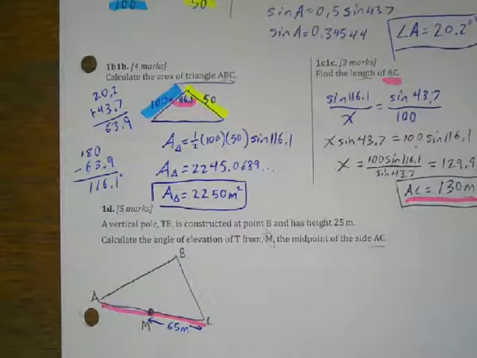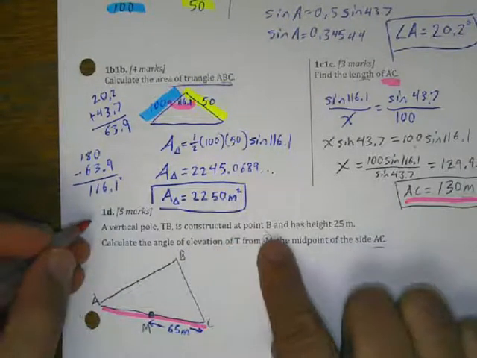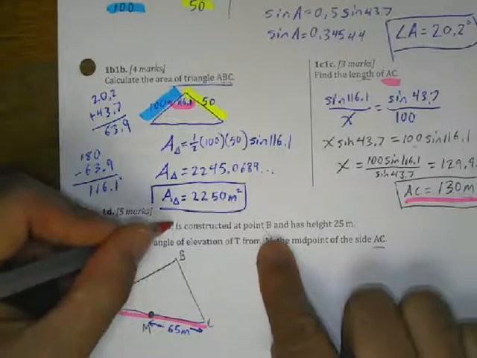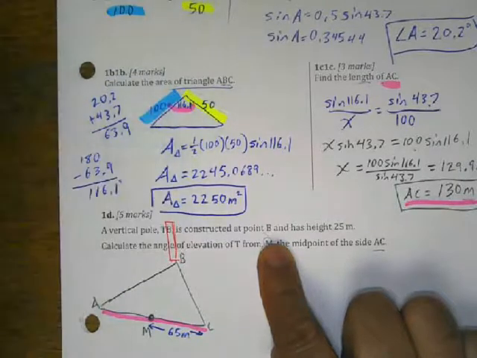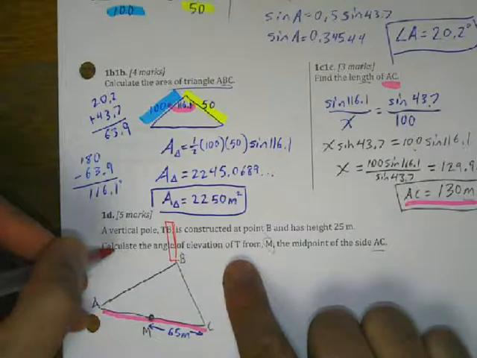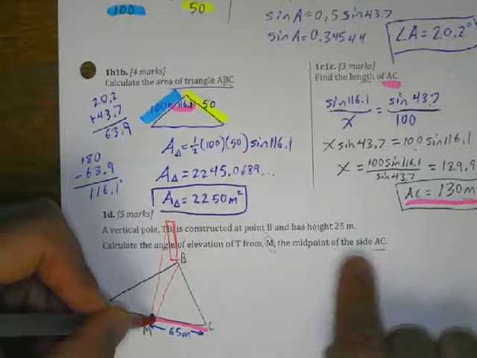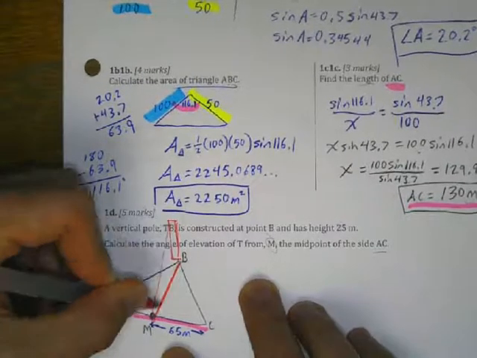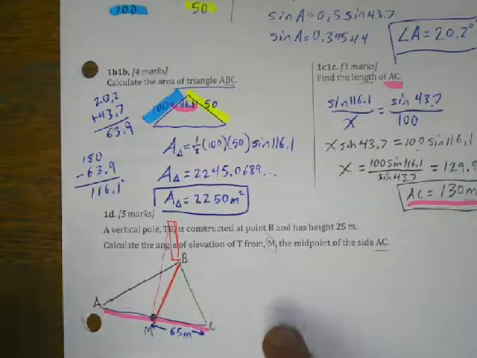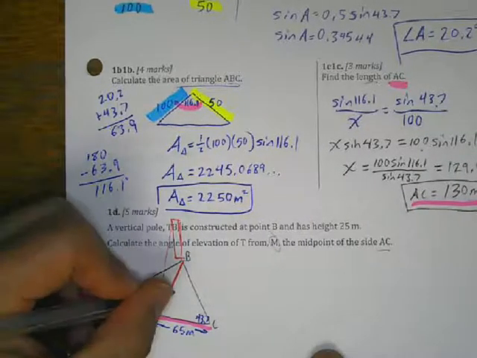Okay. Now, we want to construct the line TB, which is a vertical pole. So right here, we're going to have a vertical pole. Think of it as going straight up, right? And this height is 25. And calculate the angle between T and the midpoint of side AC. So from the midpoint of side AC, we know that the length is 65. We know this angle here is 43.7, and we need the length of MB.